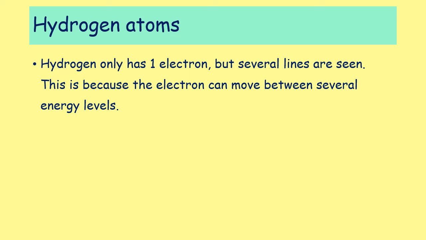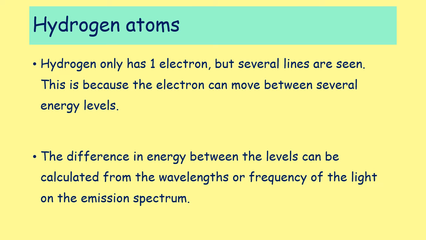Now, hydrogen is an interesting case because it only has one electron, but we see several lines in its spectrum. This is because the electron can move between several energy levels. That might seem odd because if you were to draw out an atom of hydrogen, you usually only draw one energy level. The fact is, every atom has so many different energy levels that exist, they're just not occupied, so we don't usually draw them.